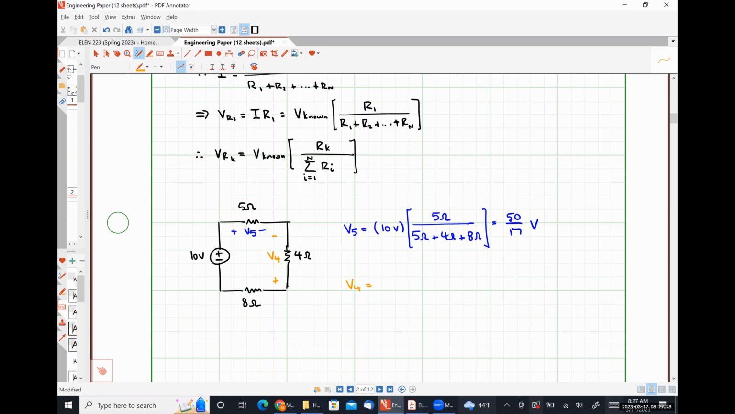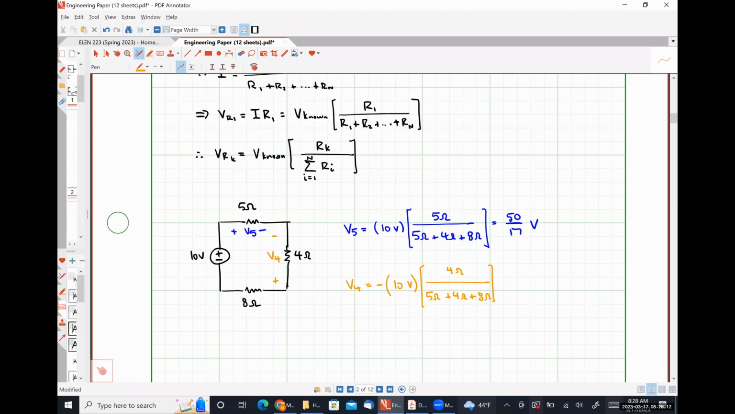You guys tell me what I'm going to do to solve for V4. You're absolutely correct. So it's the exact same thing, except now we're going to have a 4 ohm resistor in the numerator because we're finding the voltage drop over the 4 ohm resistor. But we also need to include a negative sign out front. Can anybody tell me why we need to include a negative sign out front?